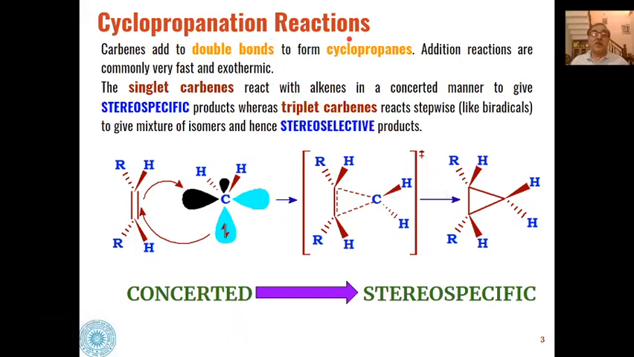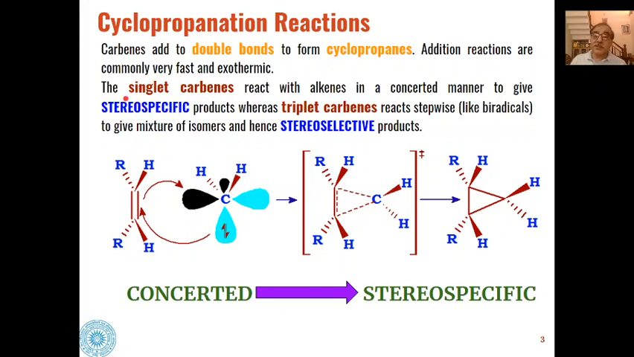cyclopropanation reactions. Carbenes, as we know, are of two types, singlet carbenes or triplet carbenes. Depending upon the type of carbene involved, the carbenes add to the carbon-carbon double bond to form cyclopropanes, and this reaction is known as cyclopropanation reaction. And these reactions are very fast and exothermic in nature.